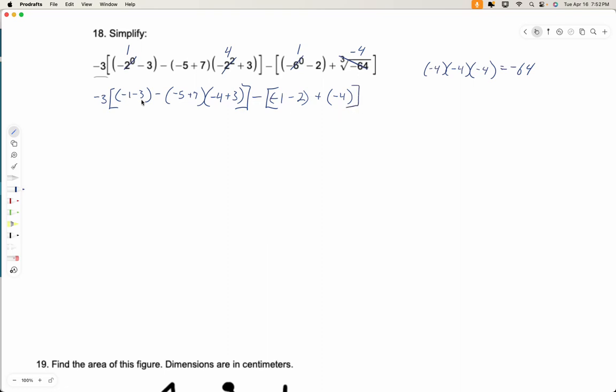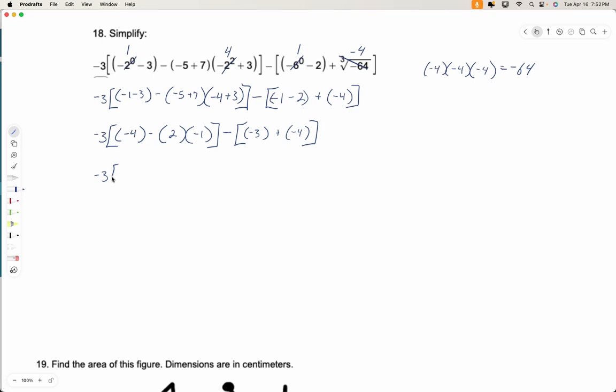All right, I think I got everything. Yeah, okay. So now we can complete the operations inside of each parenthesis. Negative 4, positive 2, negative 1, negative 3, negative 4. All right. Now we have multiplication here, so let's do that first.